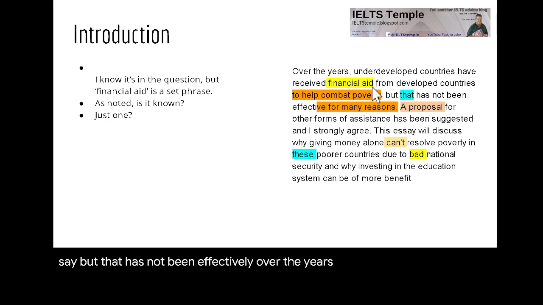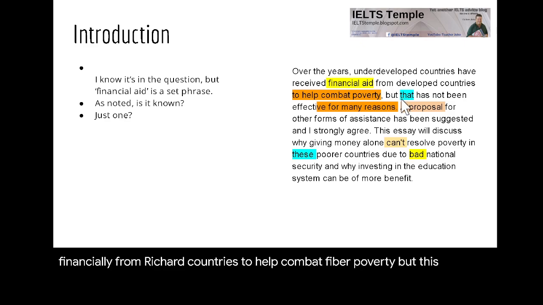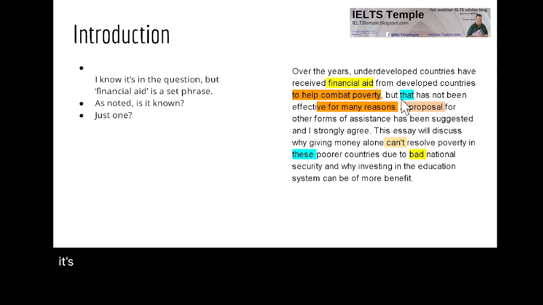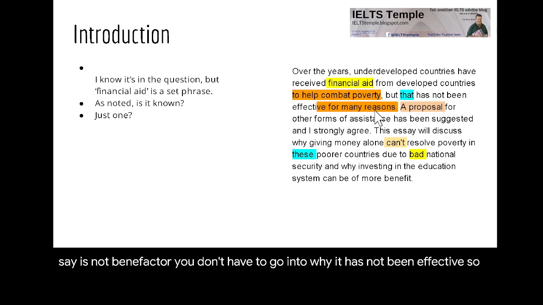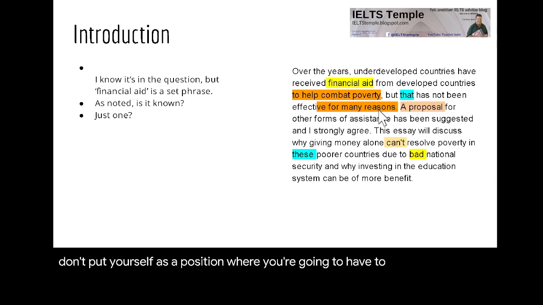Over the years, developing countries, not underdeveloped, developing countries have received financial aid from richer countries to help combat poverty. But this aid, this assistance has not been effective for many reasons. You don't need to go into that, so don't even bring that up. Just say has not been effective. You don't have to go into why it has not been effective, so don't put yourself in the position where you're going to have to support that idea, particularly in the first sentence of the entire thing.